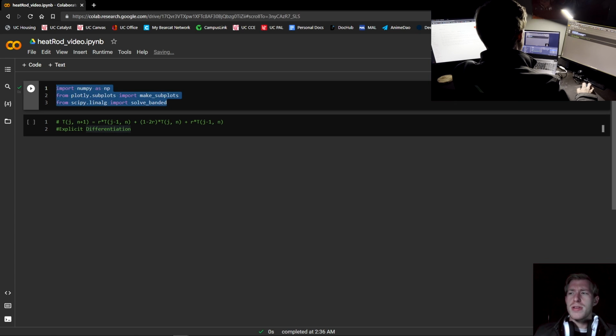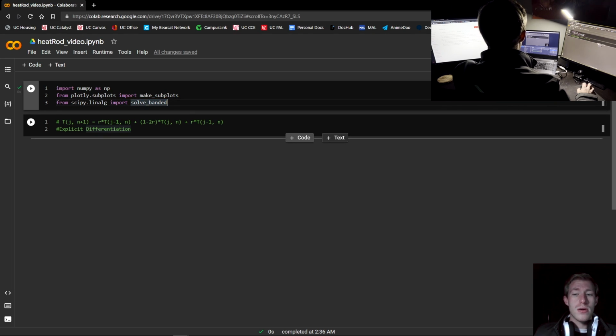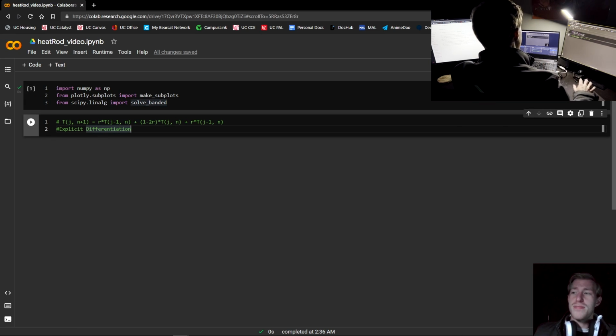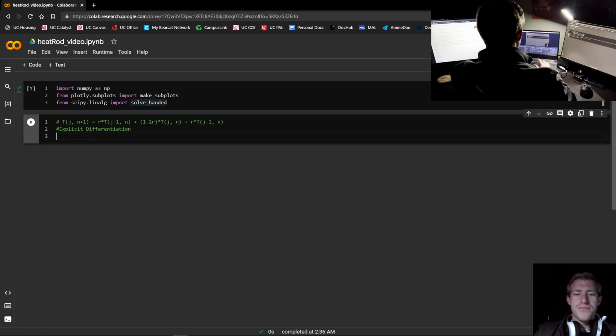I've already imported what we're going to need for this. For this one specifically, we're only going to need numpy and plotly. This solve banded is going to be used later on in our video series for part 4 of our homework. But again, if you're interested in that, you can stay tuned.